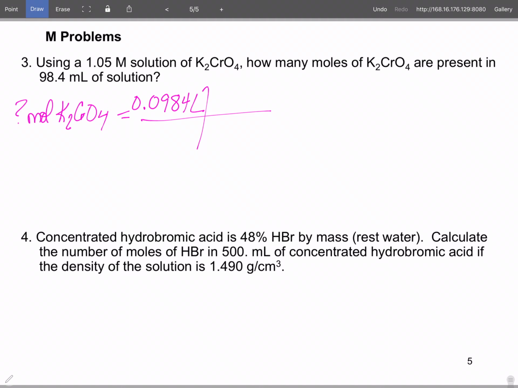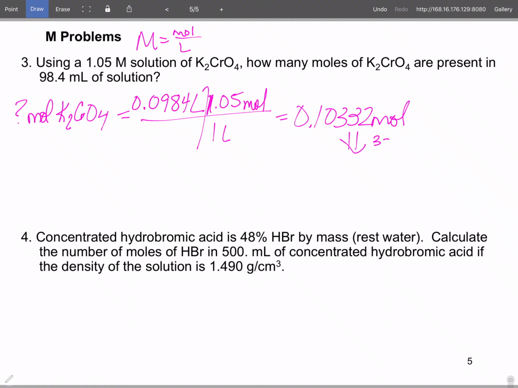And remember, molarity is moles per liter. So I need the liters on the bottom. So 1 liter is 1.05. The number always stays with the moles. So we do the math and we get 0.10332 moles. Amazingly, we have 3 significant figures. I really got to change that so we can go back. So 0.103 moles. Don't assume it's always 3 significant figures, because on a test I make sure it's not.